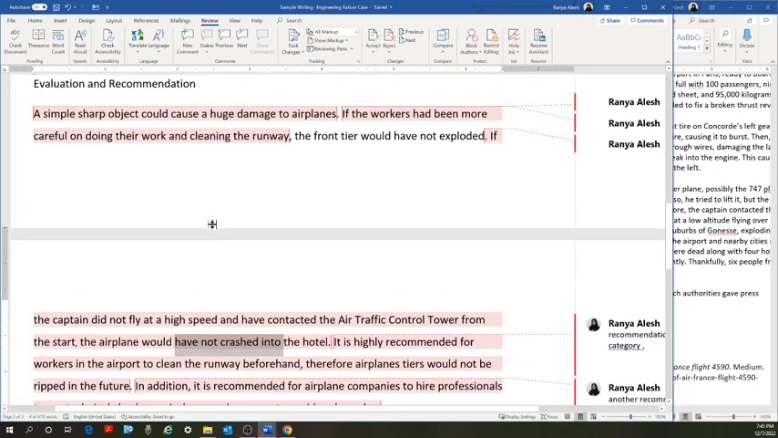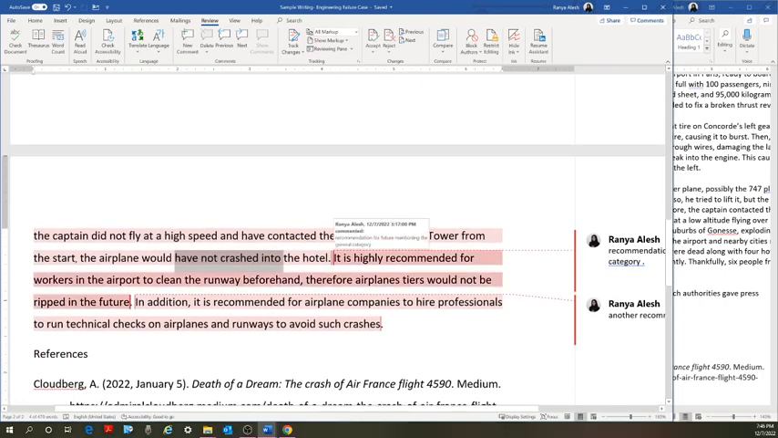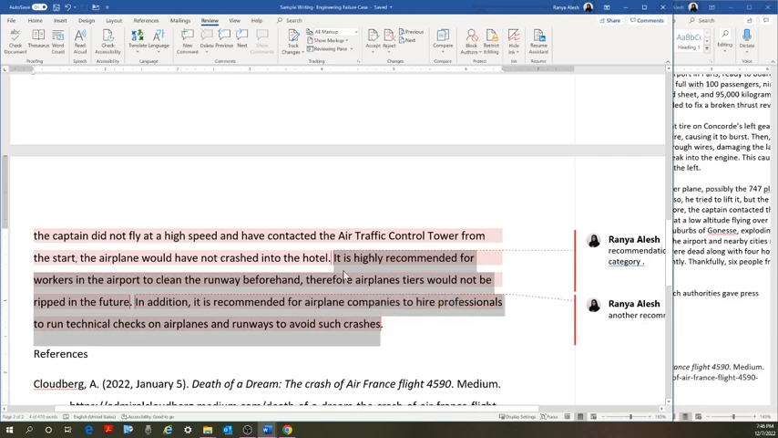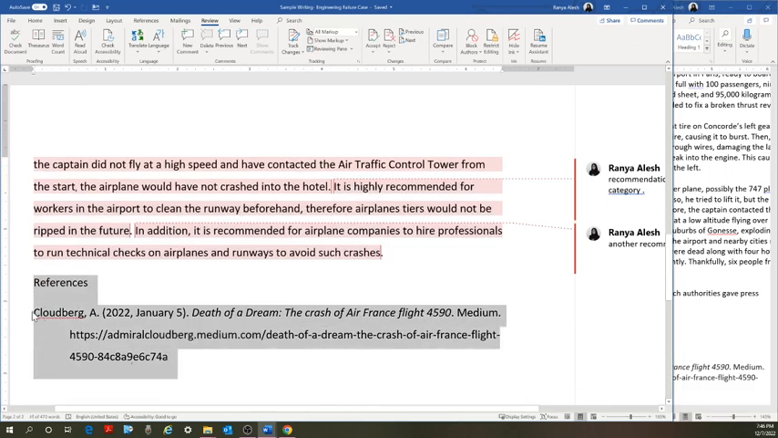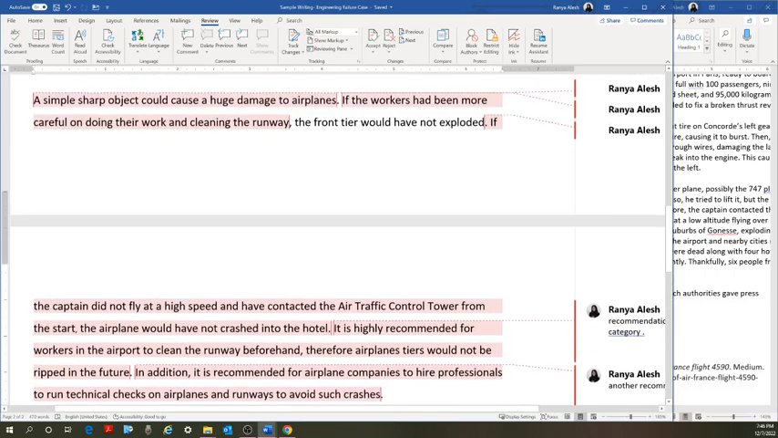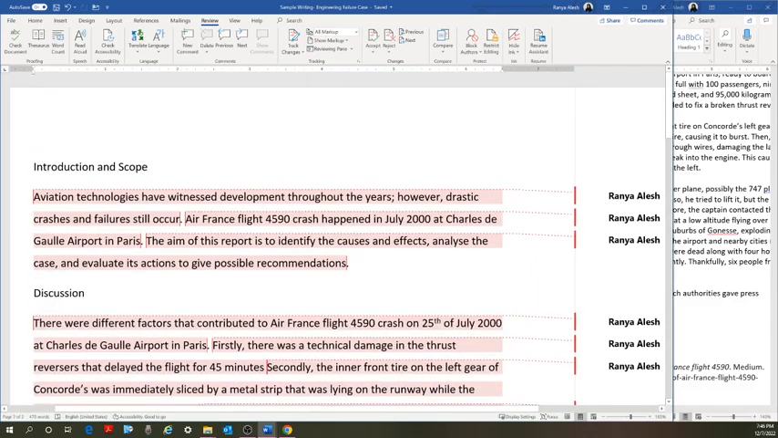So this is the evaluation of the actions mentioned in the body paragraph before, and then we could add our recommendations. One recommendation in here: it is highly recommended for workers in the airport to clean the runway beforehand. We could add a reason why or we could just leave it. In addition, another recommendation: it is recommended for aeroplane companies to hire professionals to run technical checks on airplanes and runways to avoid such crashes. And finally, you have the references, where if you have more than one, you need to order them alphabetically, and mind you, with hanging indentation. So that was an example for an engineering incident.